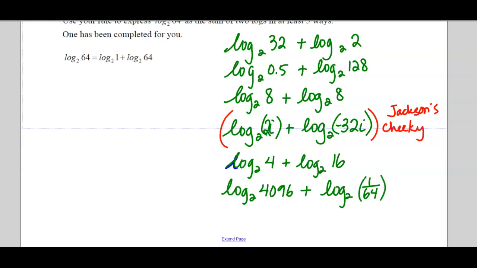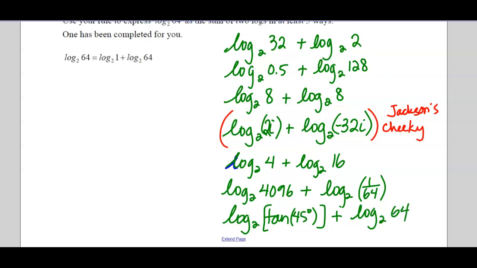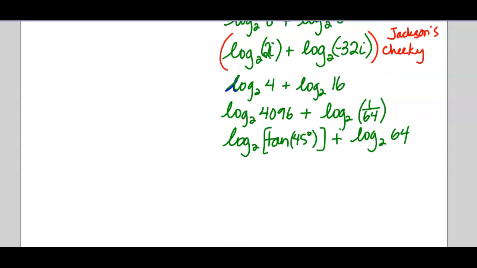Okay, that's a bit cheeky. Log base 2 of tan 45 degrees, and then plus log of 64. Yes, 45 degrees. Don't laugh. That kind of thing is on the diploma exam.